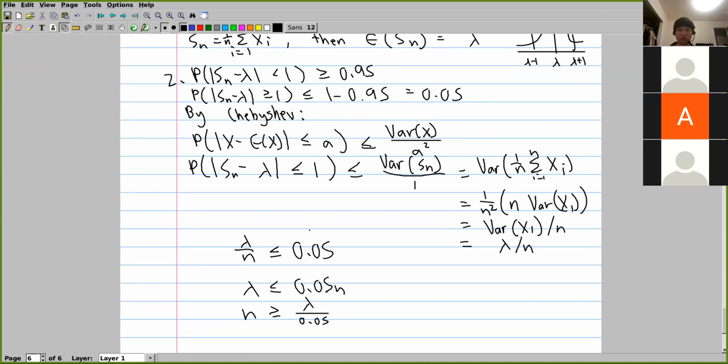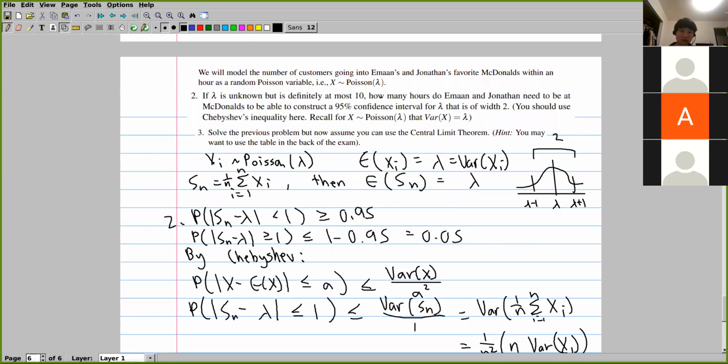Why is it less than 0.05? Oh, that's because we want our confidence interval to be 95%. So the probability that it lands within the interval is at least 95%. So the probability it lands outside is at most 0.05.